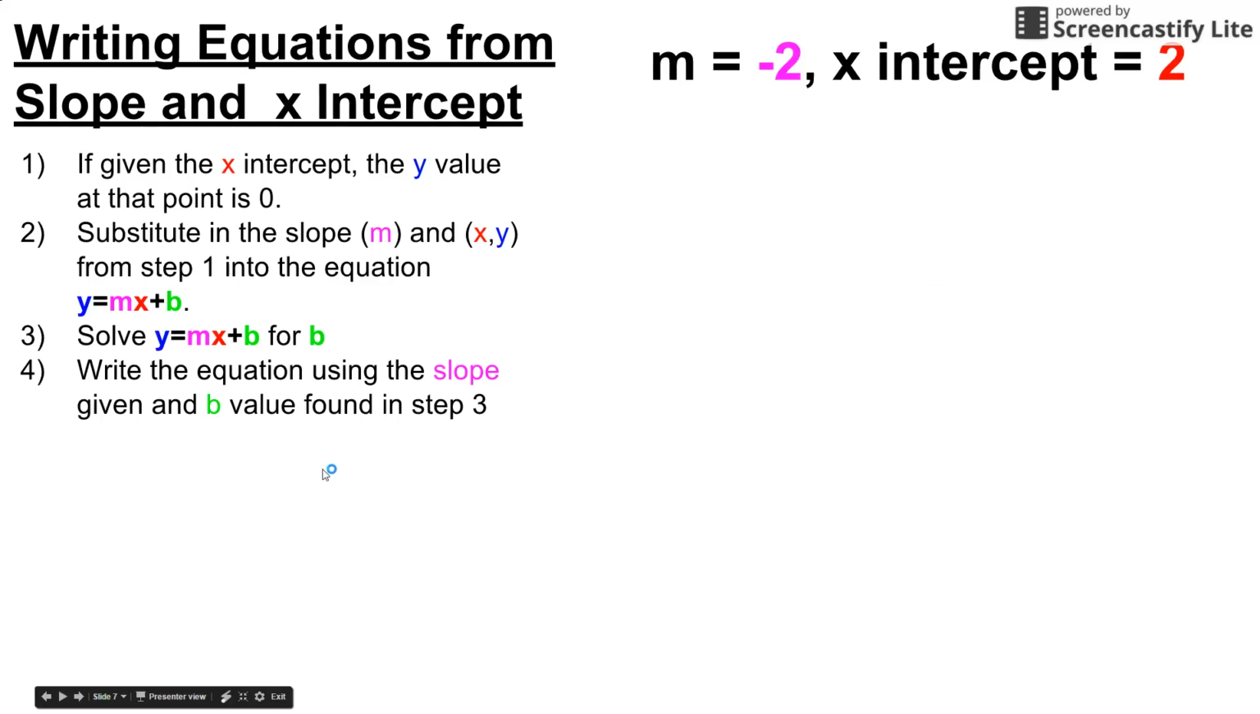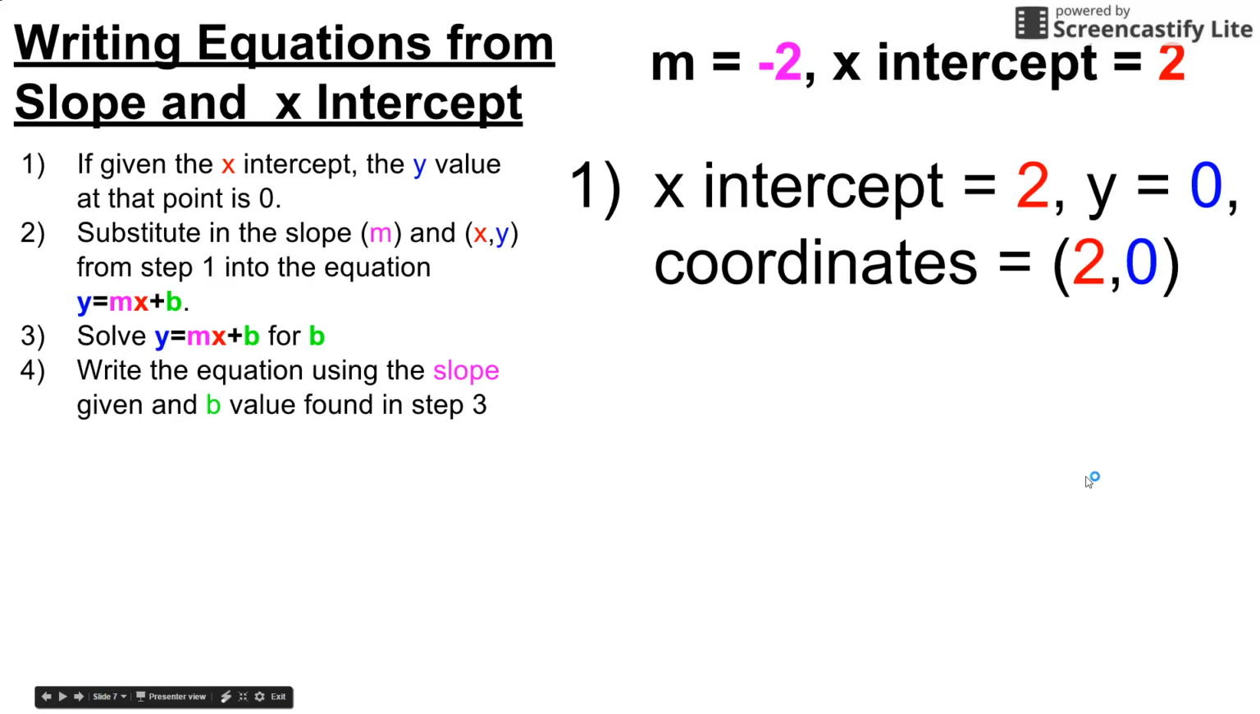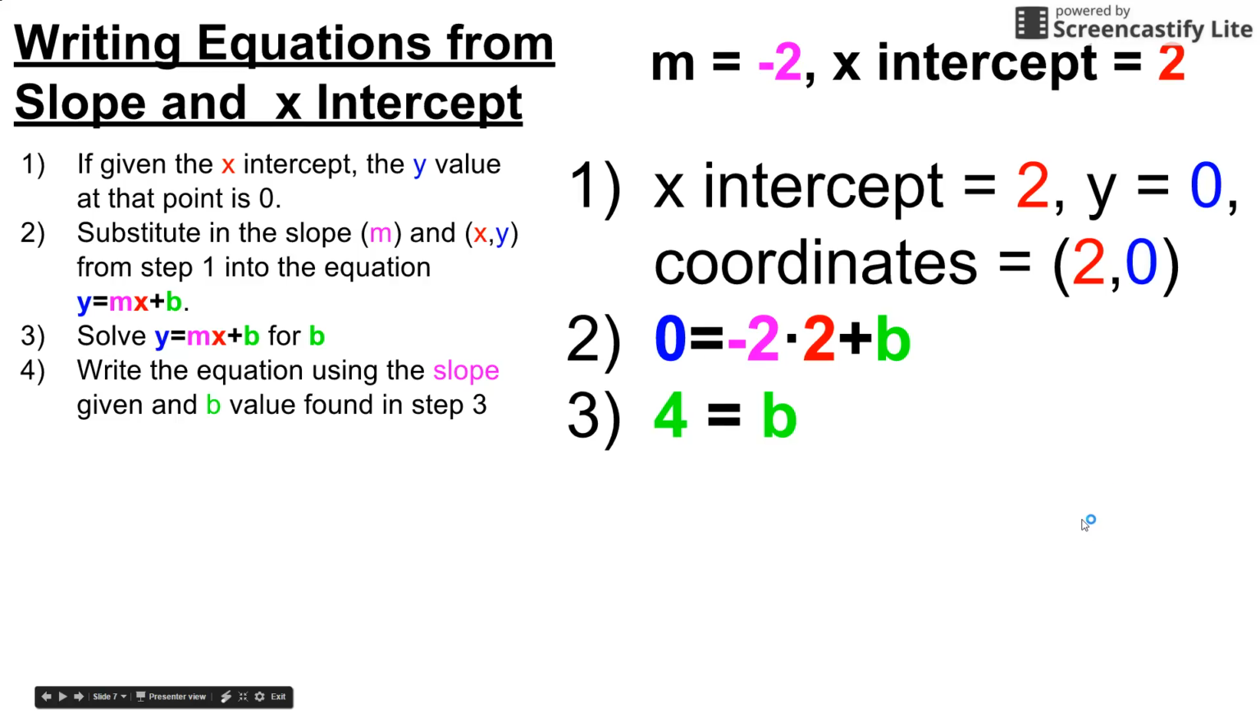If your slope is -2 and your x-intercept is 2, step 1, what's our y value? X-intercept's 2, y equals 0, which means we're at coordinates 2, 0. Step 2, we substitute in, and everything's color-coded so you can see where I'm getting these numbers. Your slope, m, goes right here, x is 2, and 0 is our y value. When we solve that for b, we get b equals 4. Now we put our slope and b value into y equals mx plus b, and we get y equals -2x plus 4.